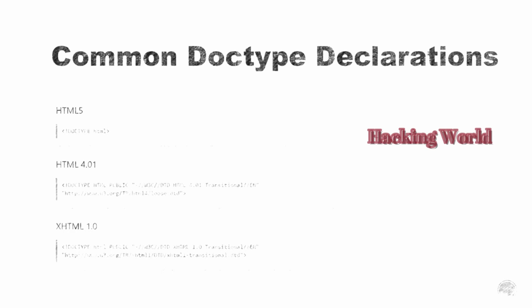So here's some common doctype declarations. Now the first one is what we'll be working with mostly. This is an HTML5 doctype. You can see we just have the word doctype and then HTML. If we wanted to use HTML4, we could use this doctype, which you can see is a little longer.